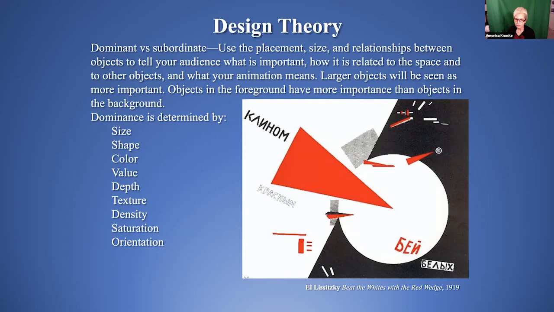You've got texture with some of the gray that's got sort of knobbly texture on it. You've got saturation. The red is very saturated, very strong. You've got orientation, the angle of that triangle going down, and then the opposite angle of the black line or black edge that's coming in the other direction. So all of these things will set up your design and organize the space so that it has a certain meaning, and people are drawn to the larger, redder, and more, I guess you would say, sharper shapes.